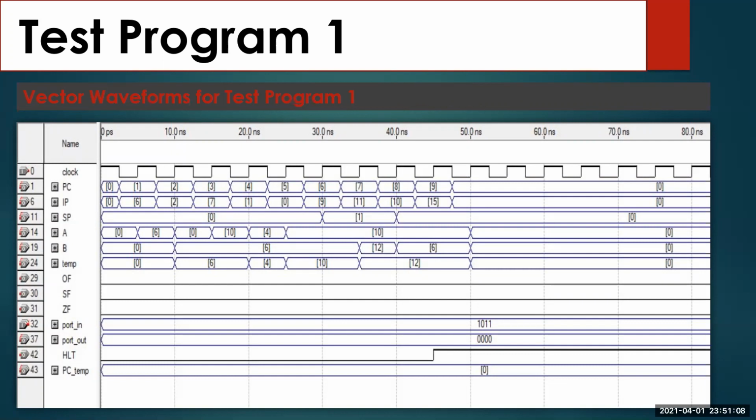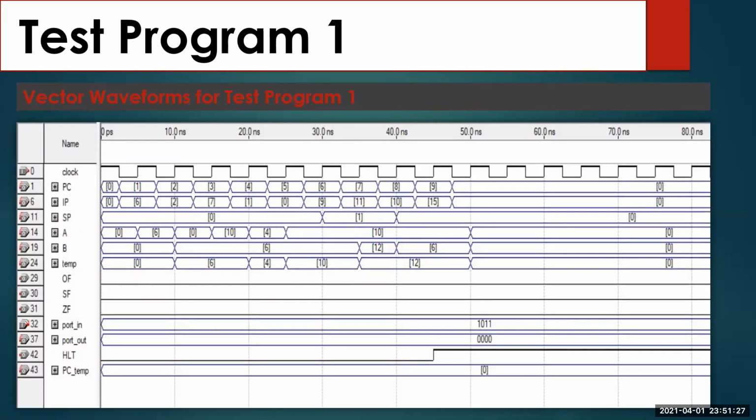When instruction pointer is equal to 9, the value of register A is pushed to the stack. We can see the stack pointer changes to 1. So the stack pointer now points to memory location 1 of the stack memory. Rotate carry left B. When instruction pointer equals 11, the value of B rotates to the left by 1 unit and changes from 6 to 12.